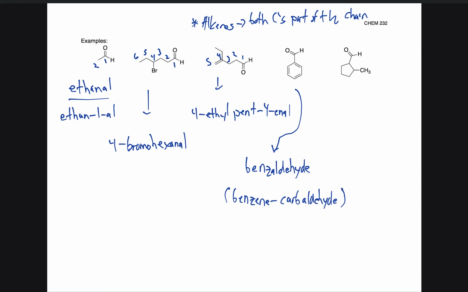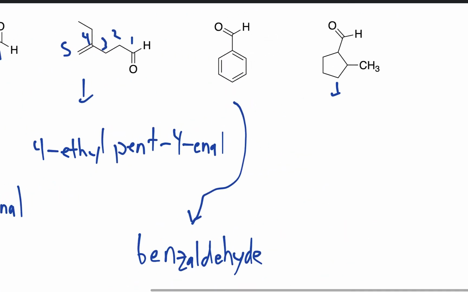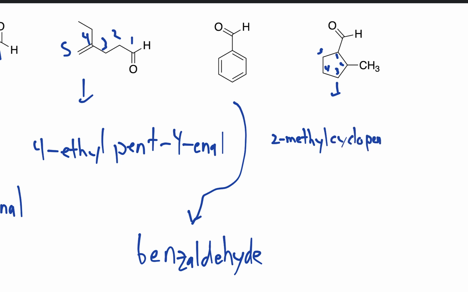Okay. So for this final example here, we have this cycloalkane, and so we want to make sure our aldehyde is in our 1 position. So we would number it like this: 1, 2, 3, 4, 5. Okay. And then the full name for this would be 2-methylcyclopentanecarbaldehyde.